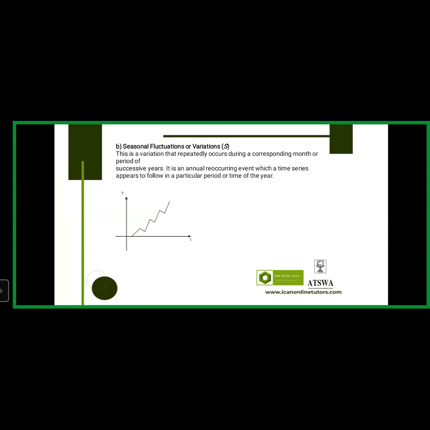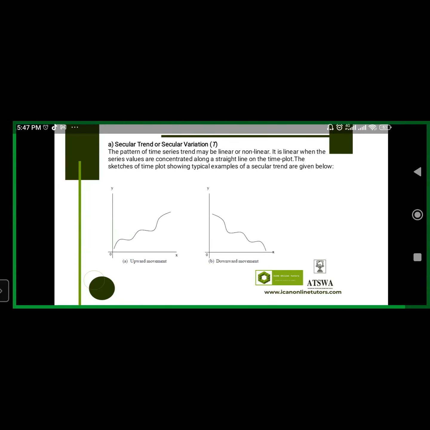Let's move to the next slide. Secular trend or secular variation, someone should read. The pattern of time series trend may be linear or non-linear. It is linear when the series values are concentrated along a straight line on the time plot. The sketches of time plots showing typical examples of a secular trend are given below.